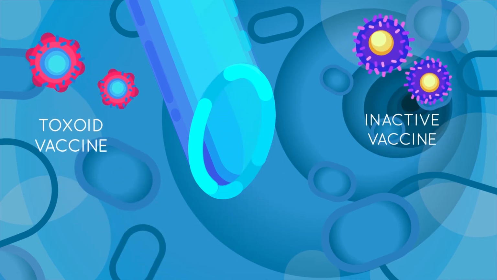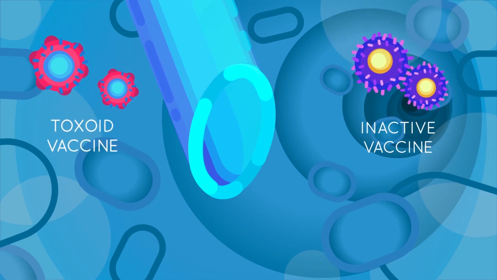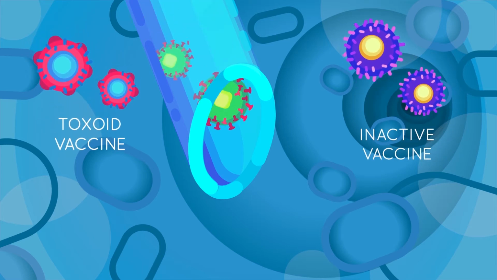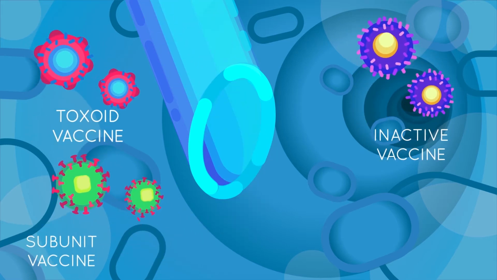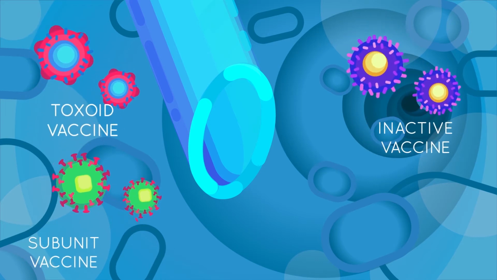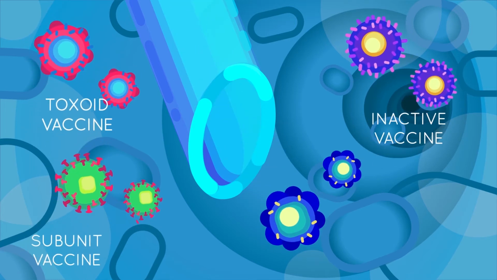Secondly are toxoid vaccines. These use a toxin made by the germ that causes a disease. They create immunity to the part of the germ that causes the disease instead of the germ itself. Third are subunit vaccines. These vaccines use specific pieces of the germ like its protein, sugar, or capsid. This allows a very strong immune response that's targeted to key parts of the germ.